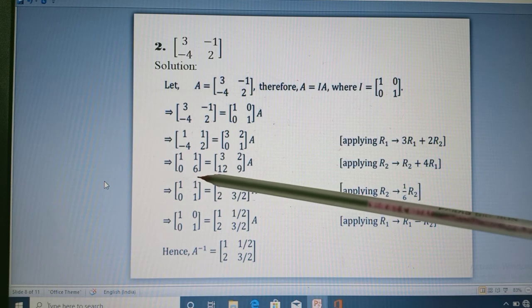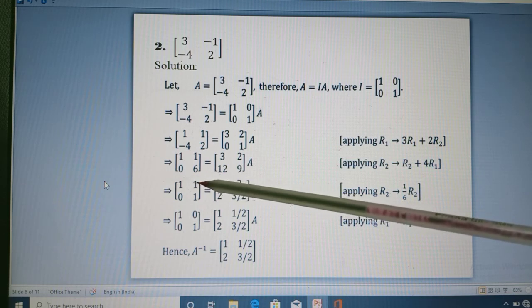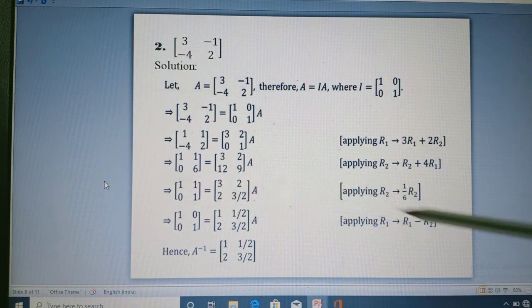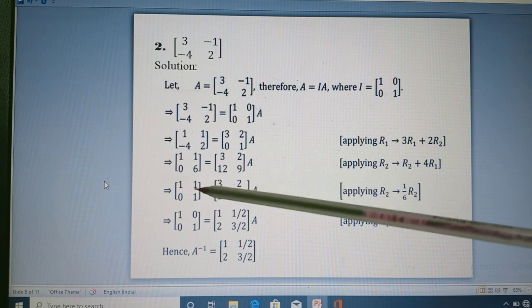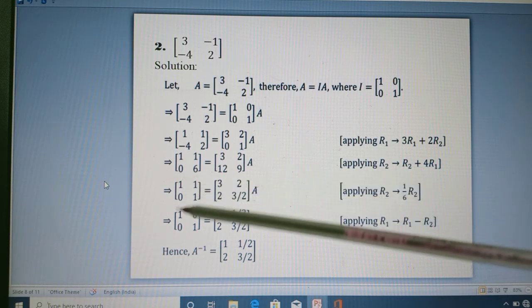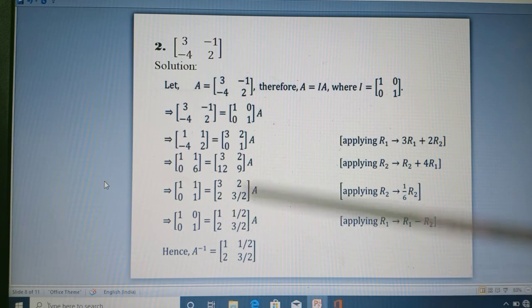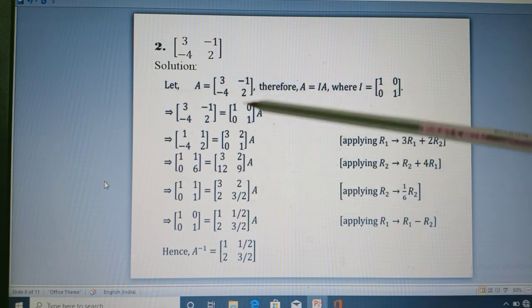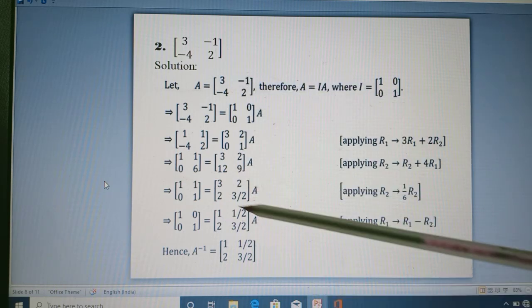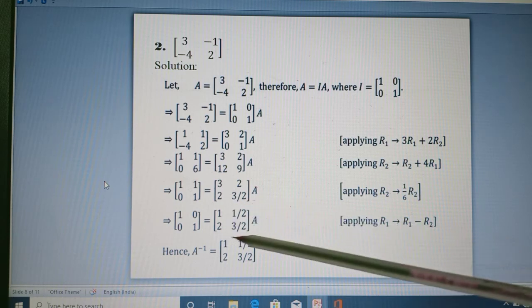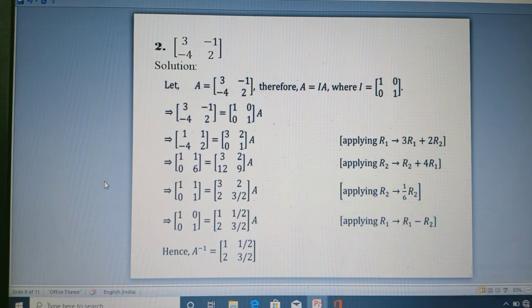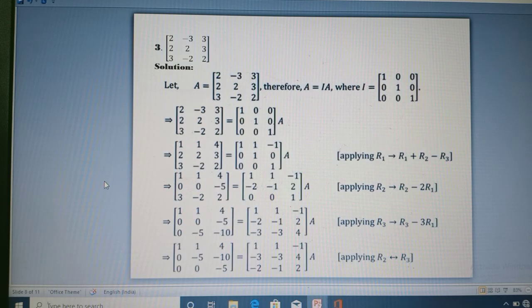Then if we do R1 minus R2, R1 will change, this entry becomes 0, then 1 0 0 1. Similarly the identity matrix also will change, and at last the required matrix will be the inverse of the given matrix A. Now here students, there is a 3 cross 3 matrix. In a similar manner we have to proceed. We first write A equal to IA.